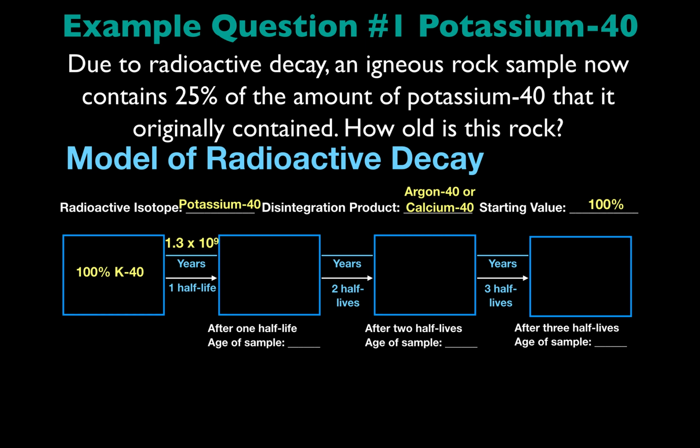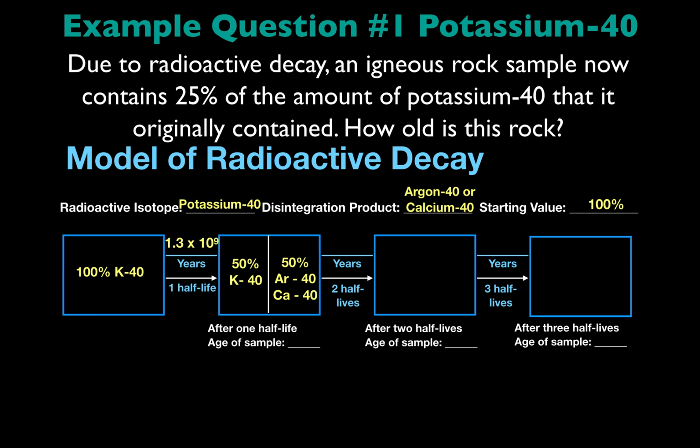After 1.3 times 10 to the 9th years goes by, after one half-life, 100% potassium-40 is going to be cut in half, and you're going to have 50% potassium-40, which means that other 50% is going to be the disintegration products, either argon-40 or calcium-40.